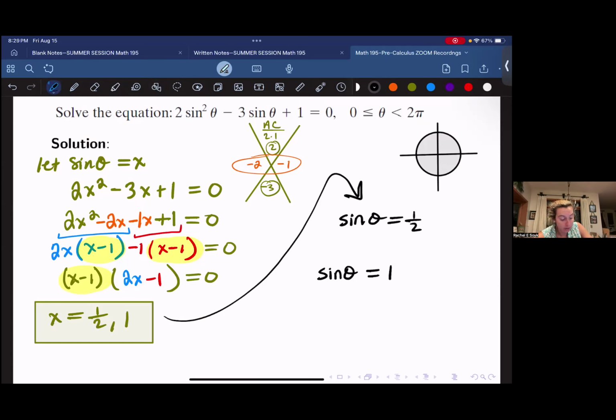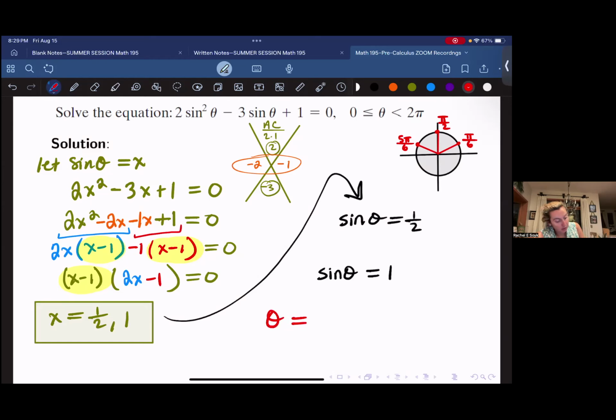Sine of 1/2 is pi over 6, aka 30 degrees. So we're looking at pi over 6, and we're looking at 5 pi over 6. And then for 1, the only one in our first and second quadrant where that makes it true is along our y-axis, aka sine of pi over 2. Therefore, we got our 3 solutions.